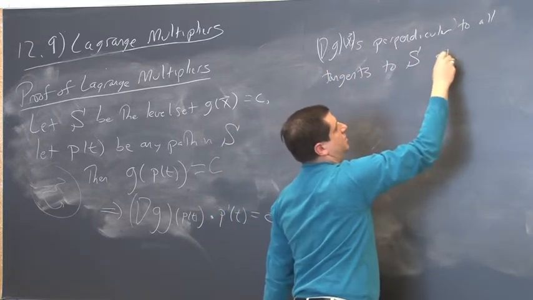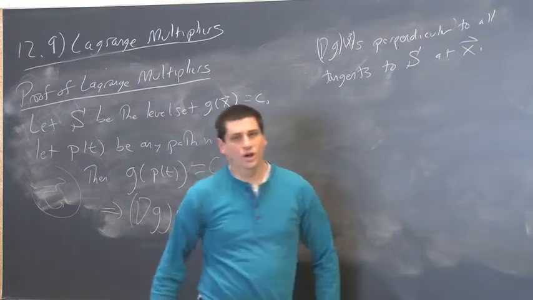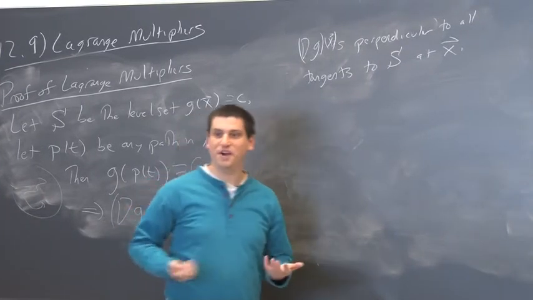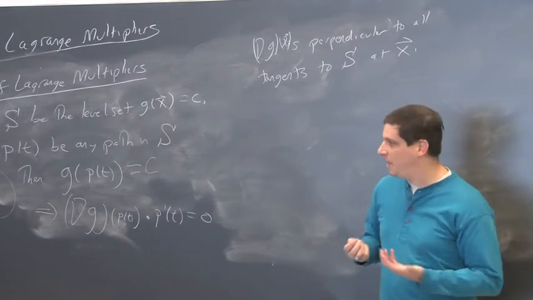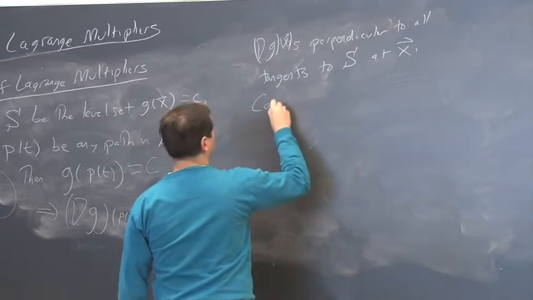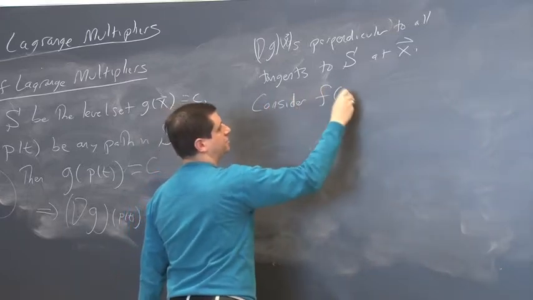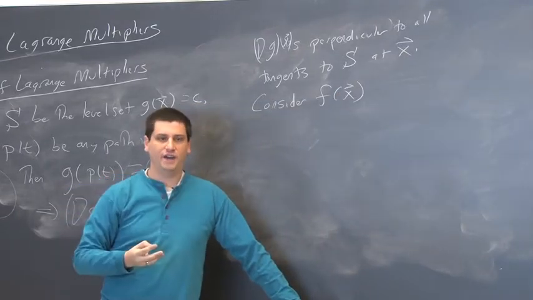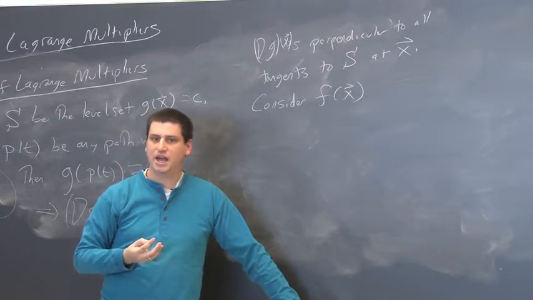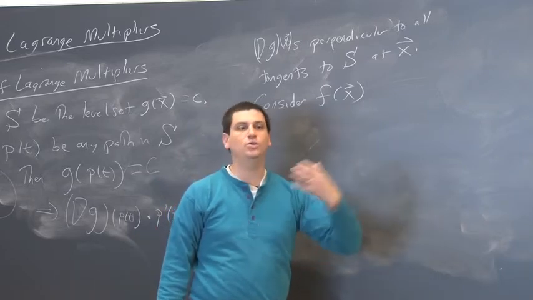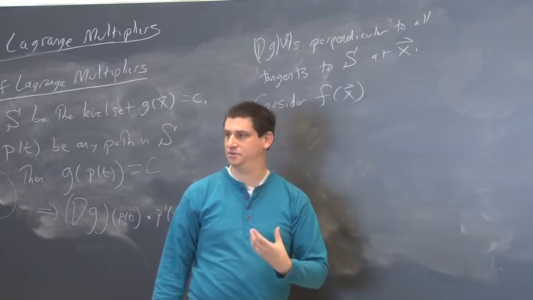to S at x. Okay, what function have we not talked about yet? f of x. We're trying to find the maximum or minimum of f. Probably f should surface somewhere in the proof, right? So now let's consider f of x. And we want to try to find candidates for where f of x has a maximum or minimum. But we can't move in an arbitrary direction. We can only move in directions that keep us in S.